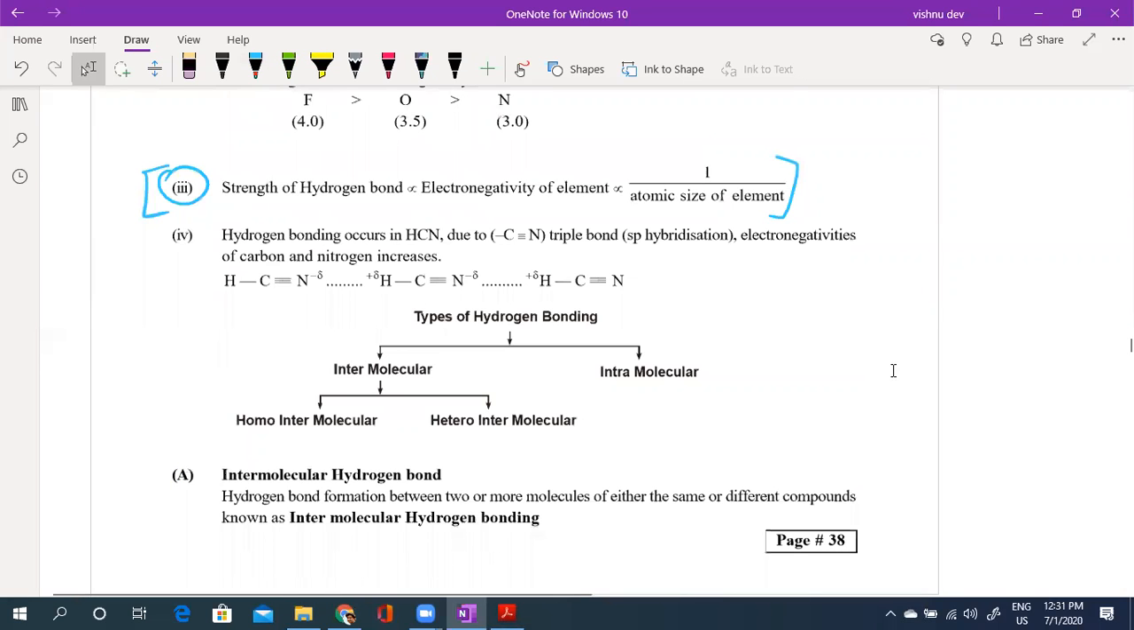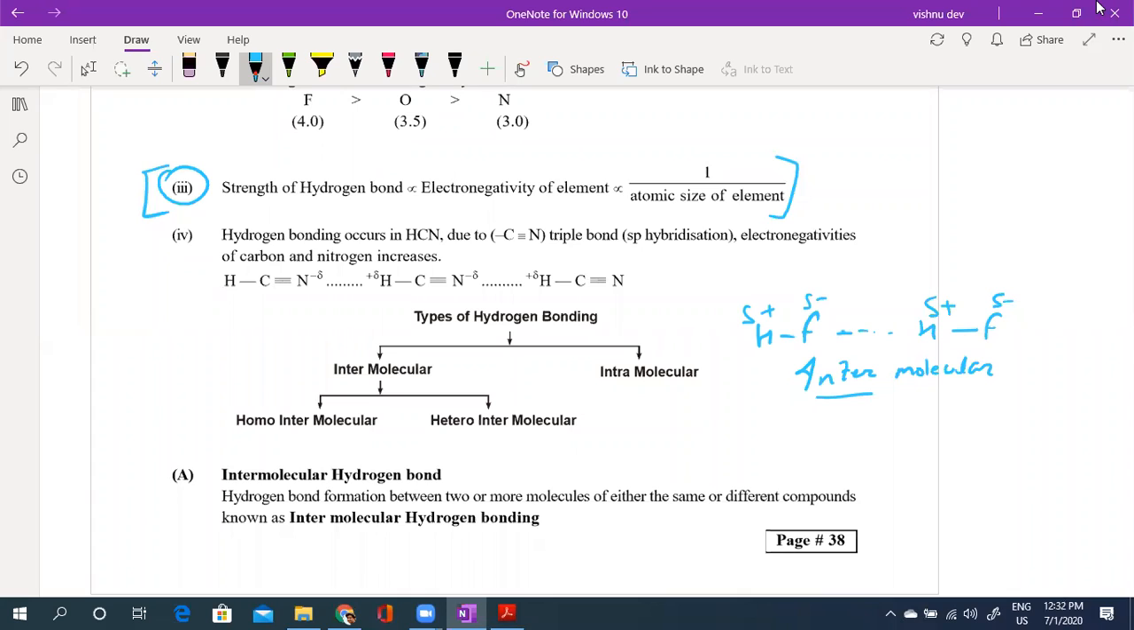Okay, now when you talk about types of hydrogen bonding, hydrogen bonding can be between two different molecules, between two different molecules. This is called intermolecular. Inter means between two different molecules, okay, right? Inter means between two different molecules.